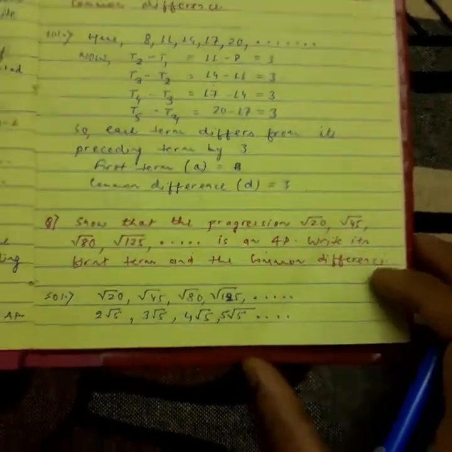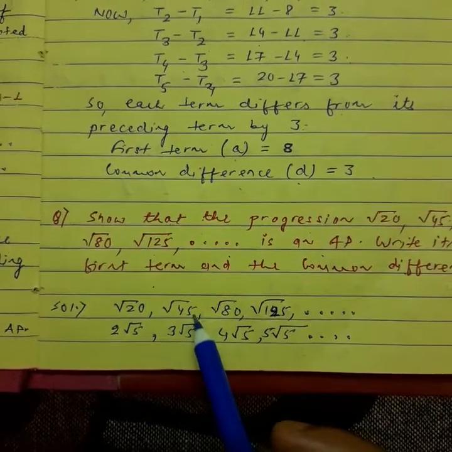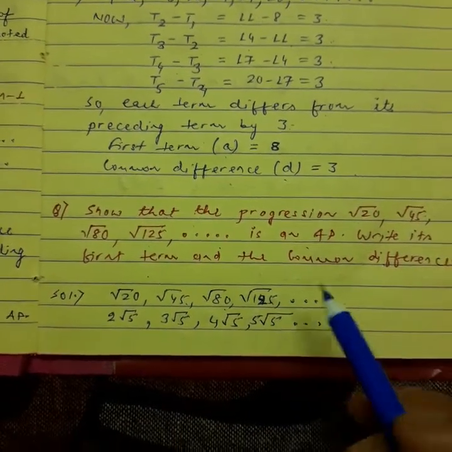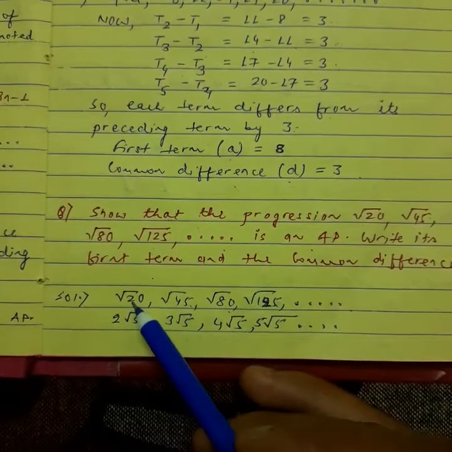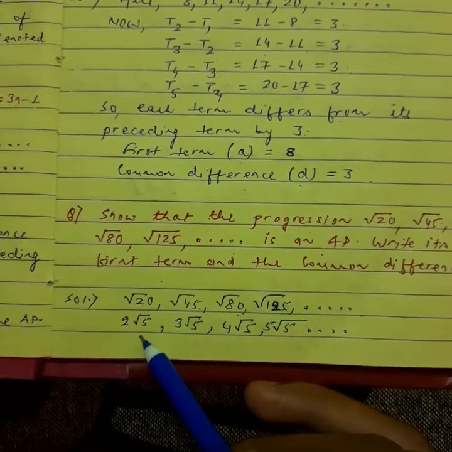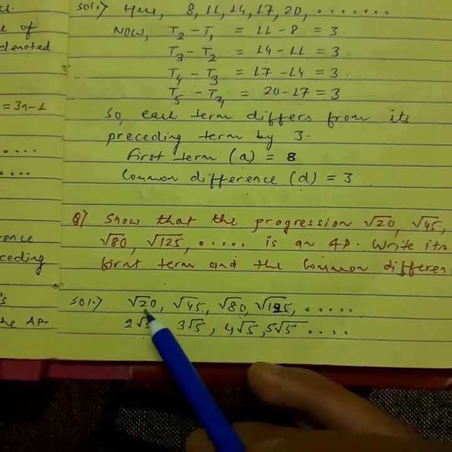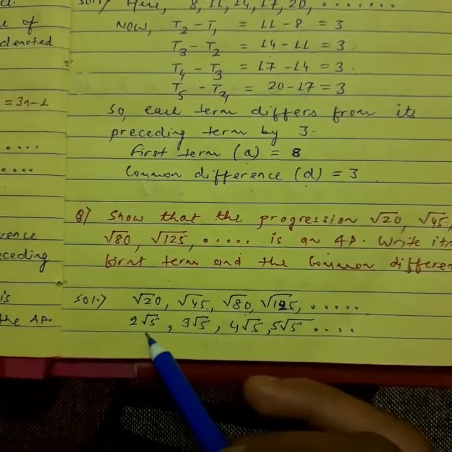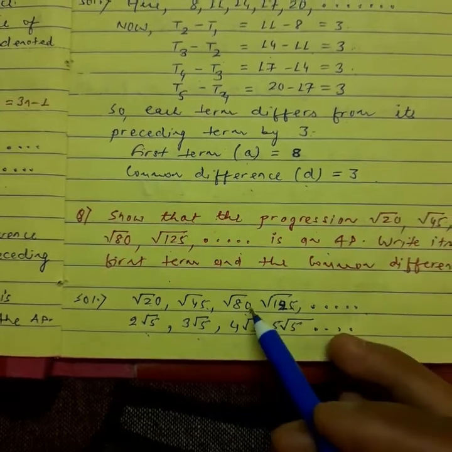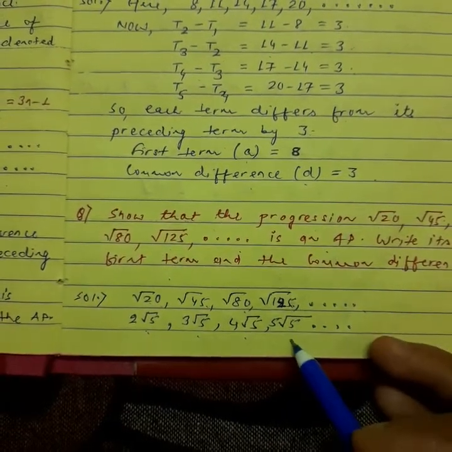Now here, our sequence is root 20, root 45, root 80, root 125 and so on. So first thing, we need to write these irrational numbers in their simplest form, and we can do this using prime factorization. This root 20 can be written as 2 root 5, root 45 as 3 root 5, root 80 as 4 root 5, and root 125 as 5 root 5.